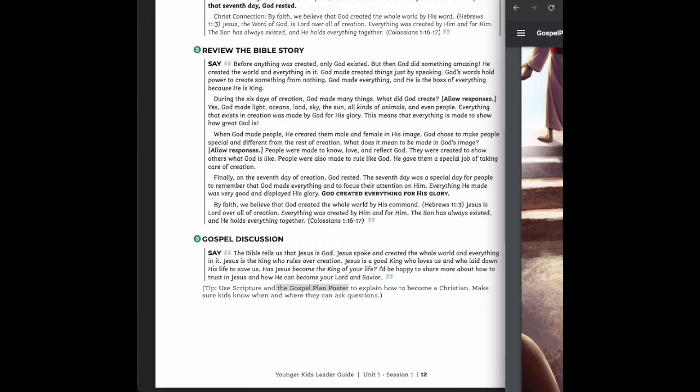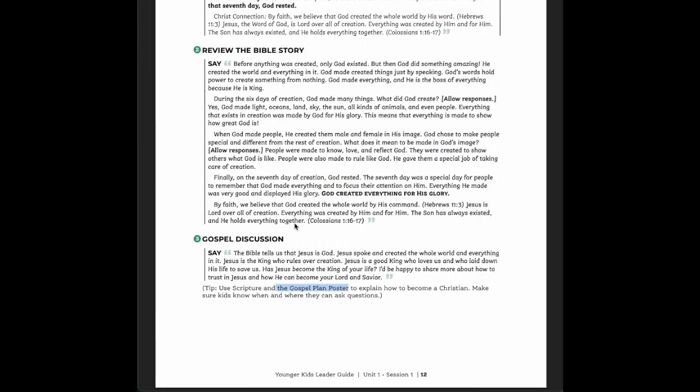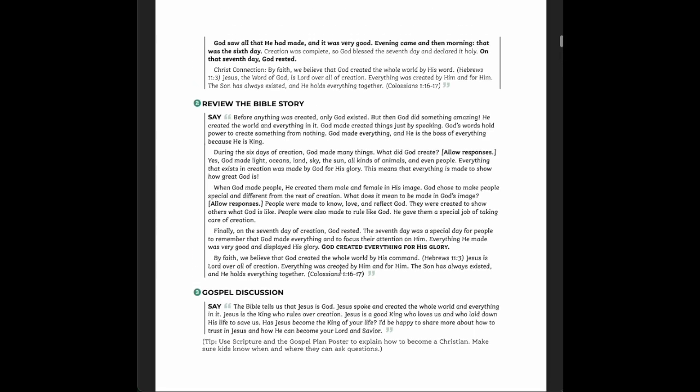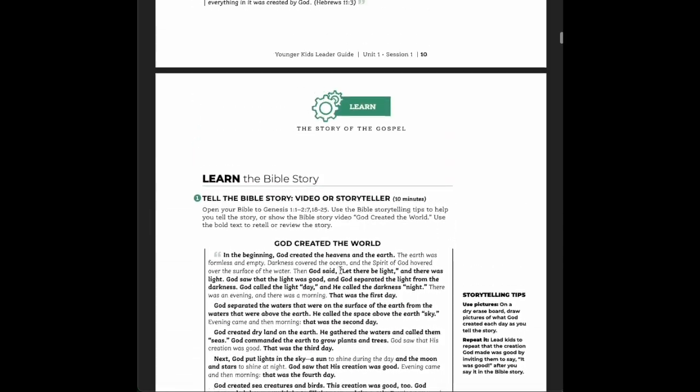So even if the curriculum does not have a specific time, it'll always be good to have a gospel presentation, gospel discussion, so that the kids can be familiarized with the gospel.